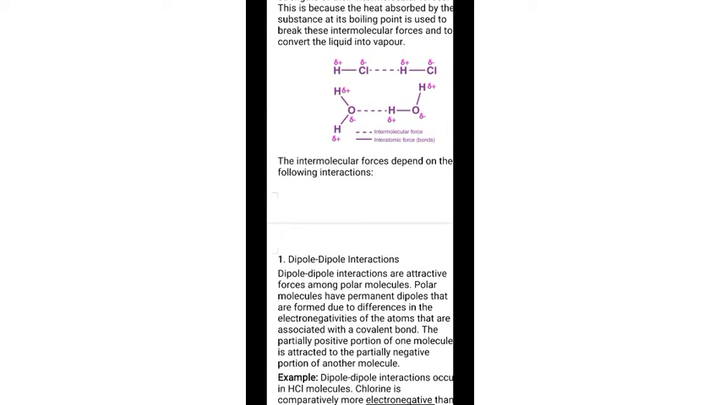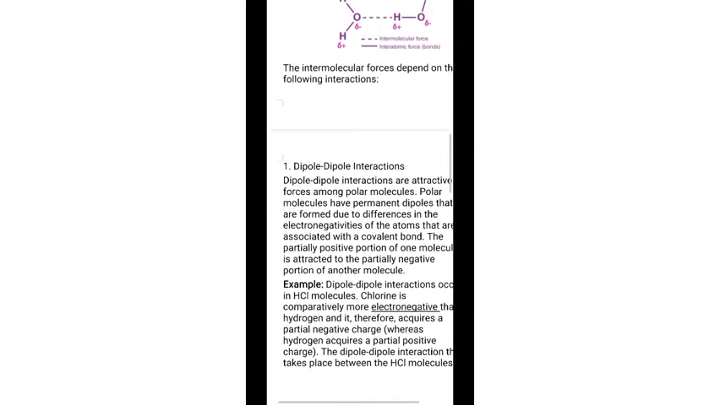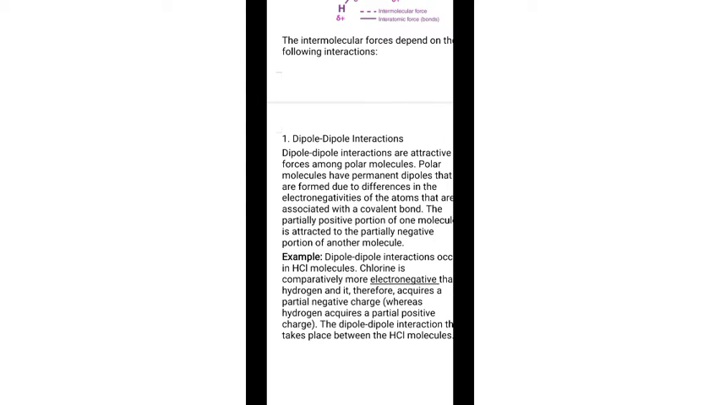These intermolecular forces depend upon the following interactions. We can see there are several types of interactions. The first type is dipole-dipole interaction. What do you mean by dipole-dipole interaction? What do you mean by dipole? We have studied this dipole. Dipole means charge. This type of attraction exists in polar molecules.